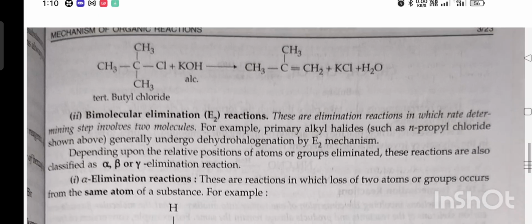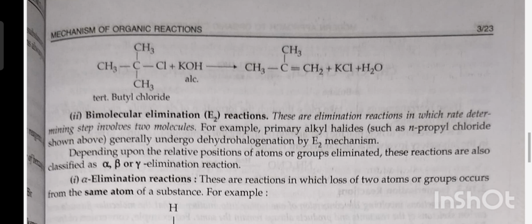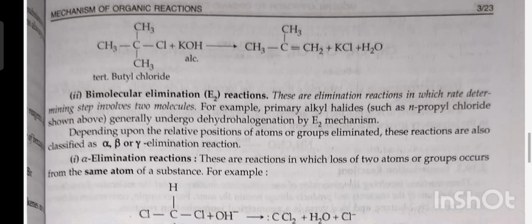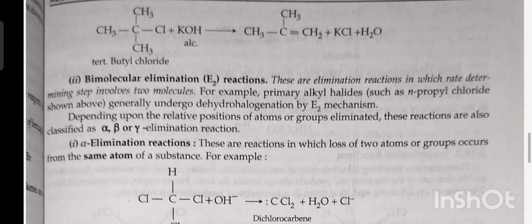Second, bimolecular elimination reaction. These are elimination reactions in which the rate determining step involves two molecules. For example, primary alkyl halides such as n-propyl chloride shown above generally undergo dehydrohalogenation by E2 mechanism. These reactions are also classified as alpha, beta, gamma elimination reactions depending upon the relative position of the atom or group eliminated.